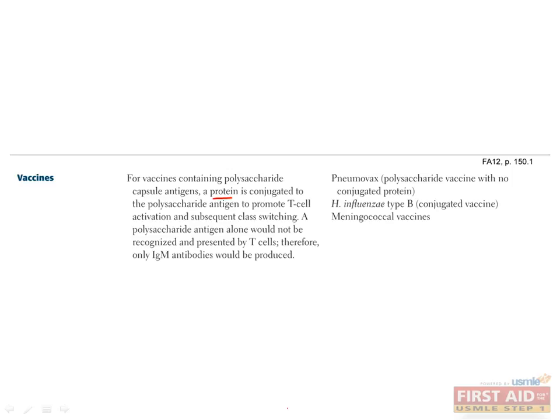When it comes to encapsulated bacteria that have polysaccharide antigens, however, the polysaccharide antigen is poorly immunogenic. Therefore, conjugating or linking the polysaccharide antigen to a protein antigen tricks the immune system into recognizing the antigen and forming antibodies against the polysaccharide. This is how vaccines for Strep pneumoniae, the Pneumovax vaccine, H. influenzae type B, and Neisseria meningococcus have all been developed.